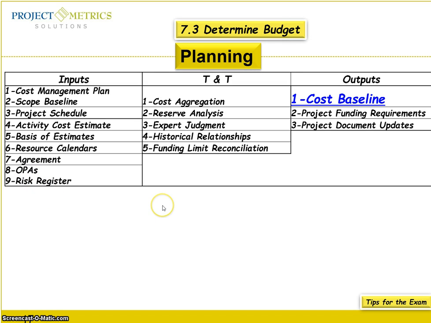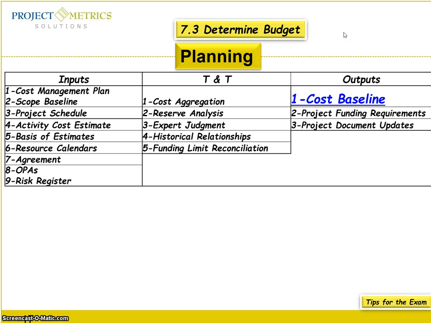Your tool and technique here: cost aggregation, reserve analysis, expert judgment, historical relationship, funding limit reconciliation. This is the output here: the main output of when you determine budget is the cost baseline. As you can see here, most of the baseline is coming from the last step in the planning.